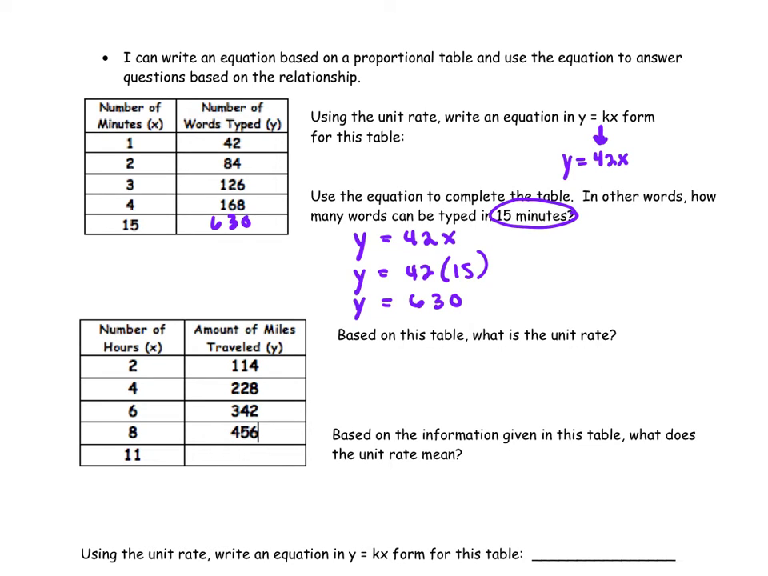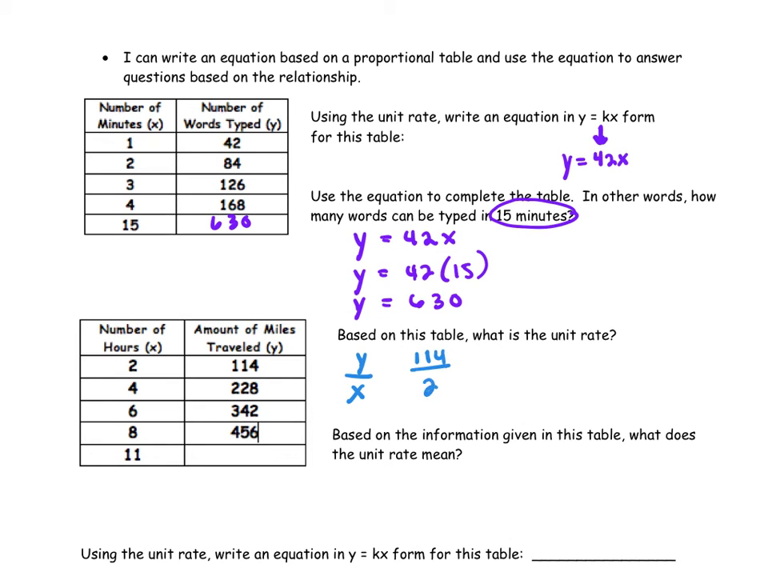So now we have a new table, and it says number of hours and amount of miles traveled. So based on this table, what is the unit rate? As I look at this table, we're not given 1 as an x value, so we can't say this is a unit rate. We're going to have to find the unit rate by doing what? We're going to have to choose a y over an x value. And because these are proportional tables, it said so at the beginning, we can just choose any y over its matching x. So you can choose whichever one you think is easiest.